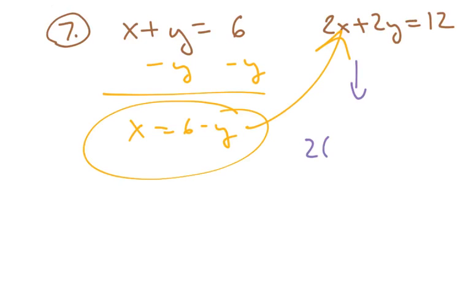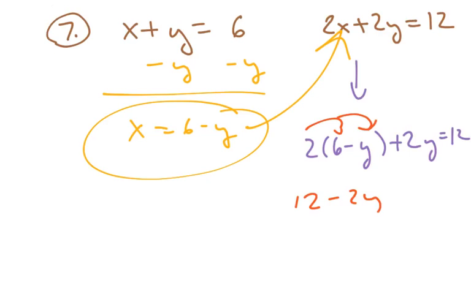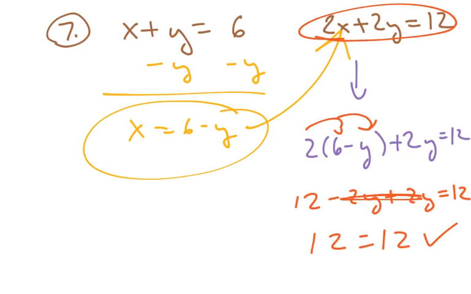what we get is 2 times 6 minus y plus 2y equals 12. When I solve this one, the negative 2y and 2y will cancel out, and I'll be left with 12 equals 12. Now, this is true, and what this means is that the two lines are on top of each other, because if you divide this equation by 2, you can clearly see it's the same equation. So when this happens, that means the lines are on top of each other, which means it's everything. The solution is all reals.